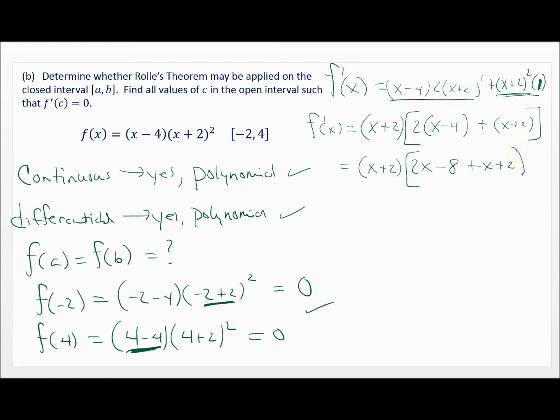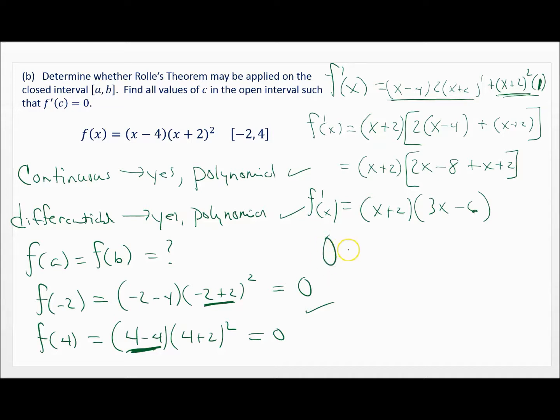Uh-oh. How about a bracket? There we go. So now I have x plus 2. And then 2x plus x is 3x. And negative 8 plus 2 is minus 6. And I have f prime of x. All right. Now I have 3x minus 6. I could factor that 3 out or not.